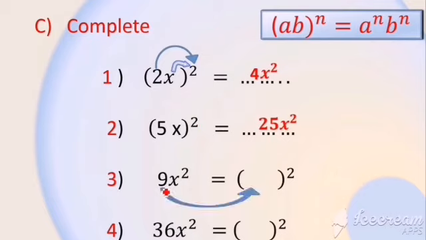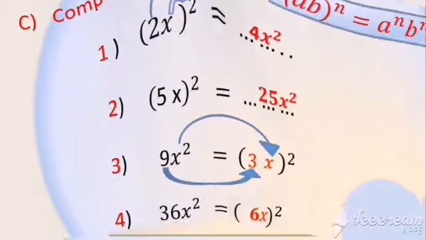Now we have to do the converse. 9 is 3 times 3, so we write 3. X to the power 2 is x times x, so we write x, and the answer is 3x all squared. 36x squared is 6x times 6x, so we write 6x all squared.